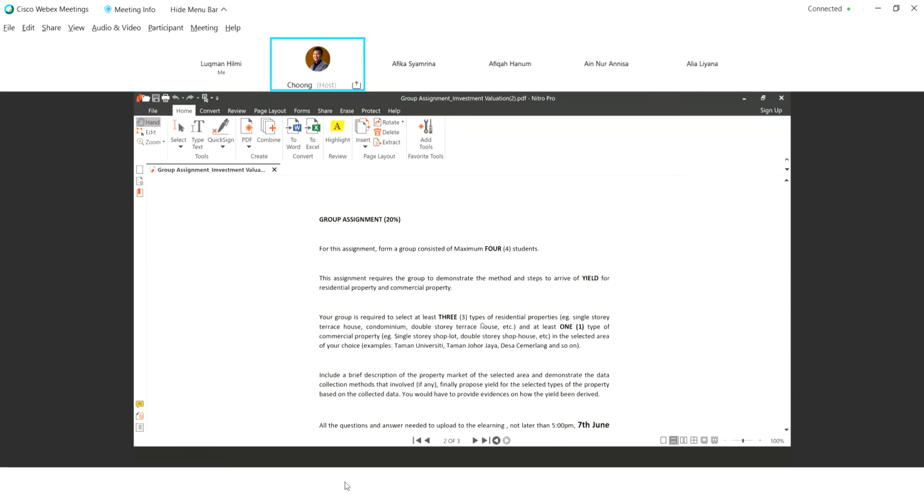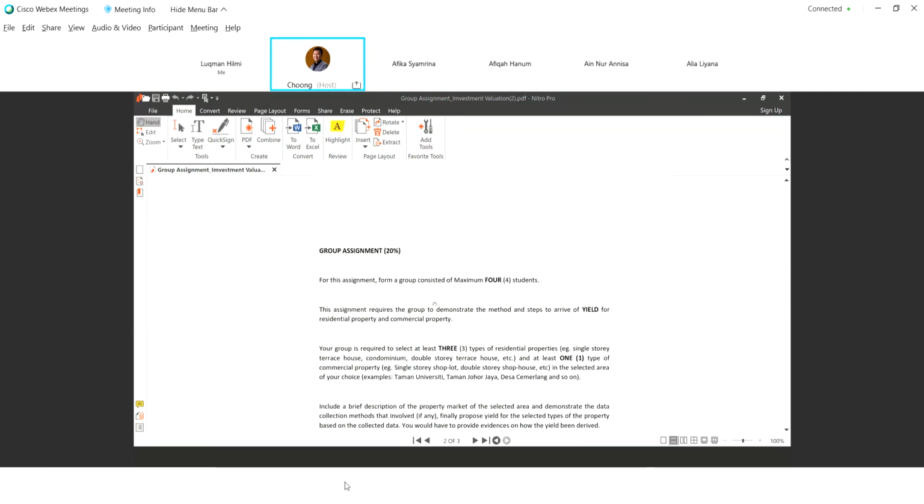So this assignment, a group of students consists of 4, maximum 4 students. Right? You can have 2, you can have 3, it's okay, but the maximum is 4. The assignment requires you as a group to demonstrate the method and steps to arrive at the yield for the residential and also the commercial property. So your duty, your tugas adalah untuk mencari yield.